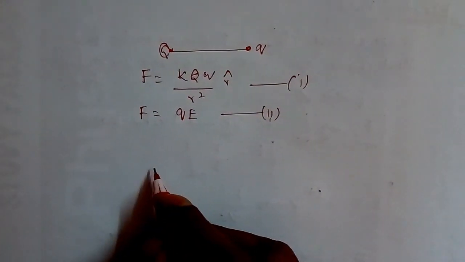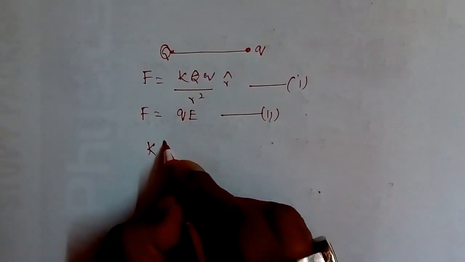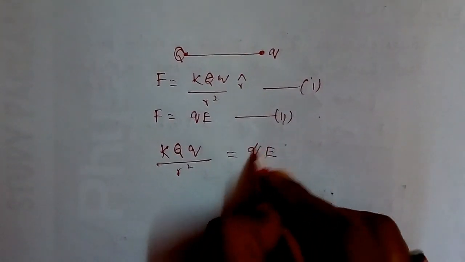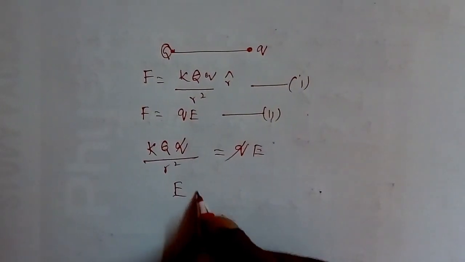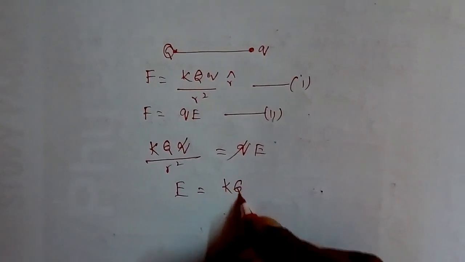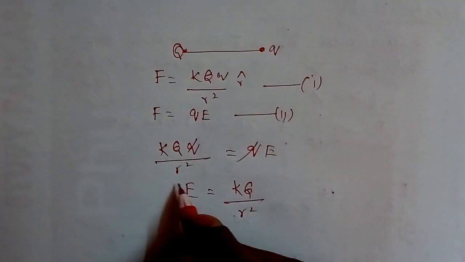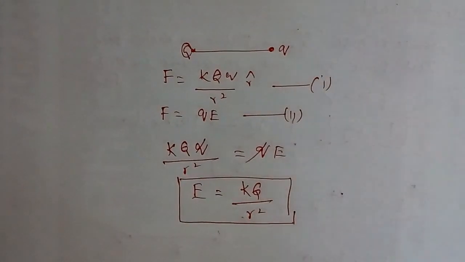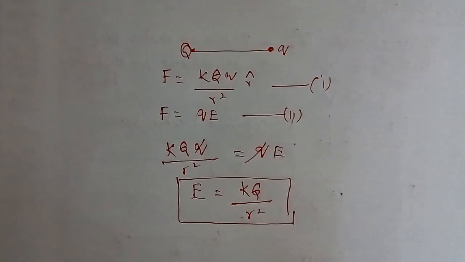Now from both equations 1 and 2, we can write k capital Q small q by r square equal to qE. So here we can write this electric field to be k capital Q by r square. Now this particular equation, E equals k Q by r square, gives the electric field due to a source charge capital Q, and it also tells us that the electric field is not going to depend upon the test charge small q, because it is not connected with the small test charge small q.